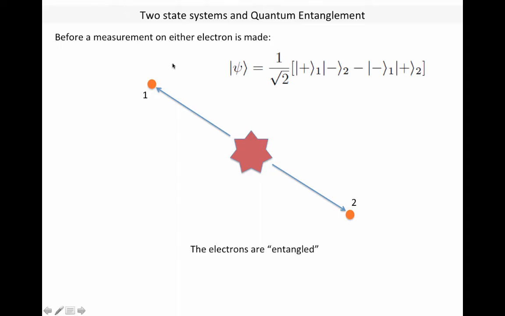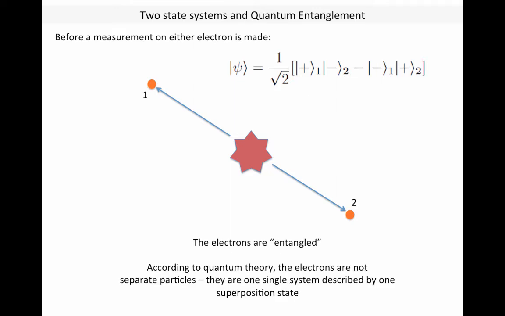The state is described by this particular ket. So this wave function describes the two possible outcomes that you can make when you measure this particular state. You will either measure electron 1 to be spin up and electron 2 to be spin down, and that's described by the first part of this wave function, or you will measure electron 1 to be spin down and electron 2 to be spin up.